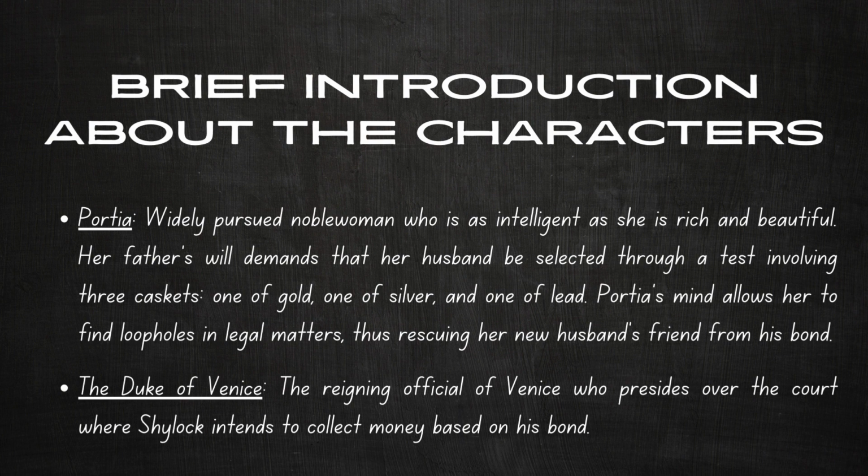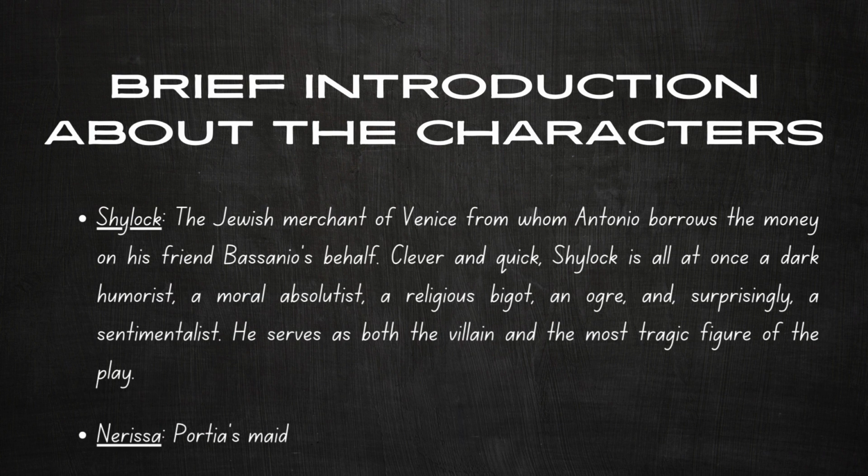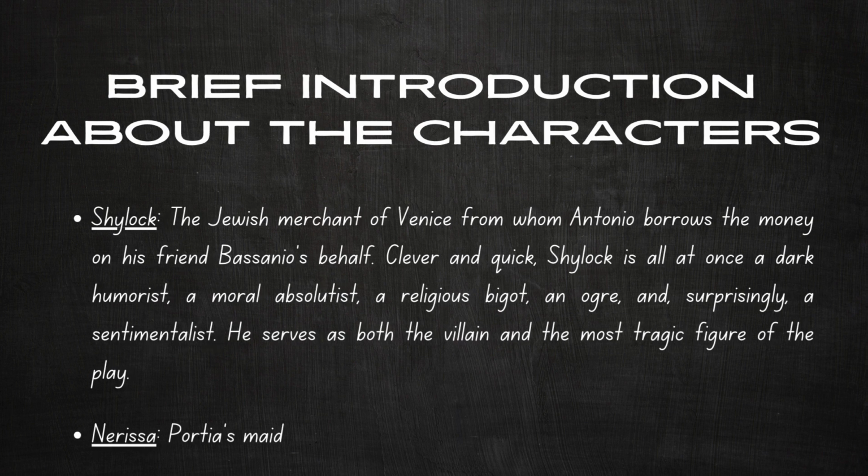The Duke of Venice, the reigning official of Venice, who presides over the court where Shylock intends to collect money based on his bond. Shylock, the Jewish merchant of Venice, from whom Antonio borrows the money on his friend Bassanio's behalf. Clever and quick, Shylock is all at once a dark humorist, a moral absolutist, a religious bigot, an ogre, and, surprisingly, a sentimentalist. He serves as both the villain and the most tragic figure of the play. Nerissa, Portia's maid.